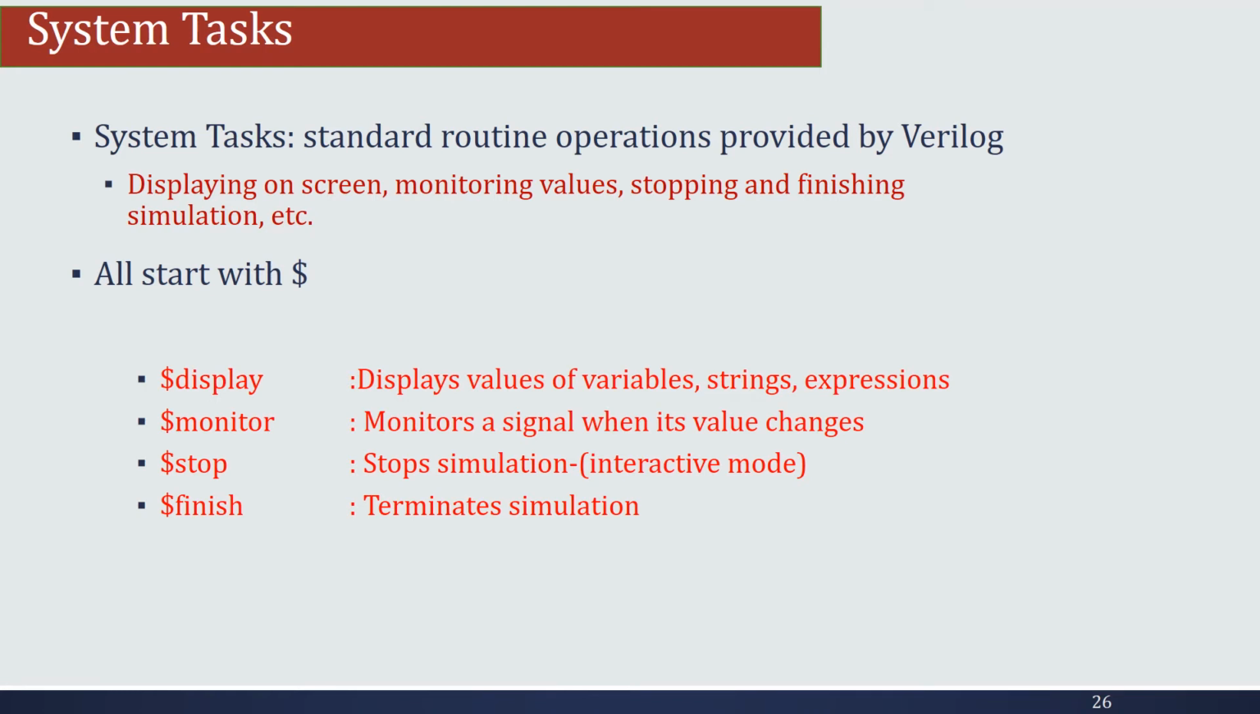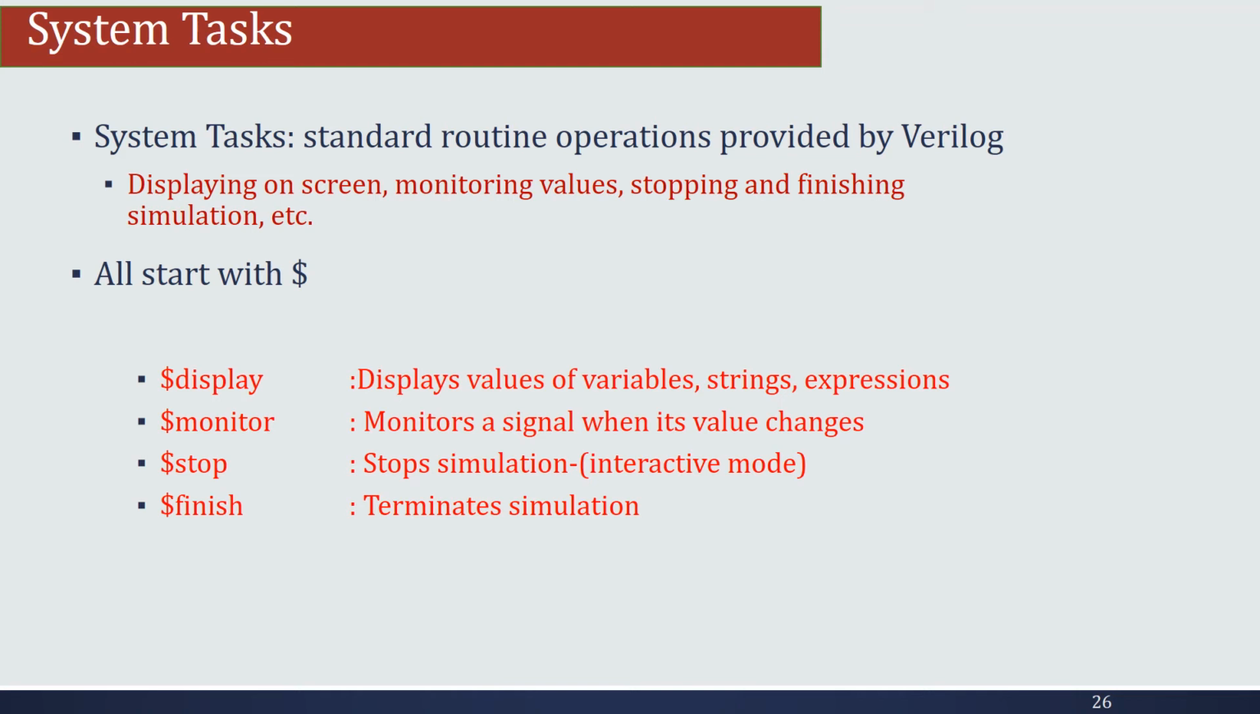And system tasks. Here four system tasks are shown: display, monitor, stop, and finish. Using these system tasks, you will be able to display the value of variables, wires, or registers at a particular instant, and monitor will give this value whenever some change happens to those variables. Stop will stop the simulation, but finish will terminate the simulation.